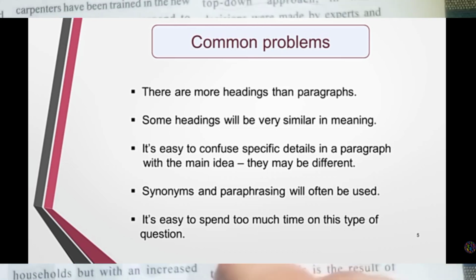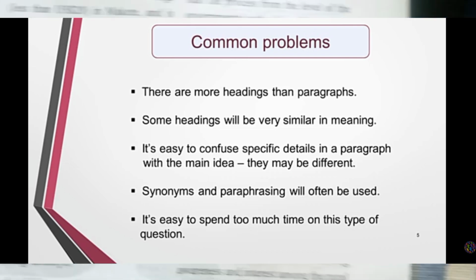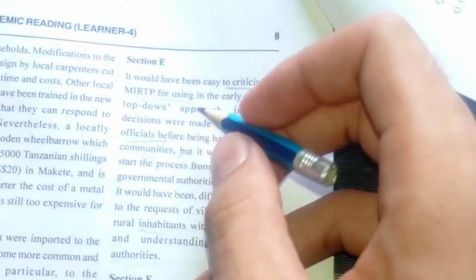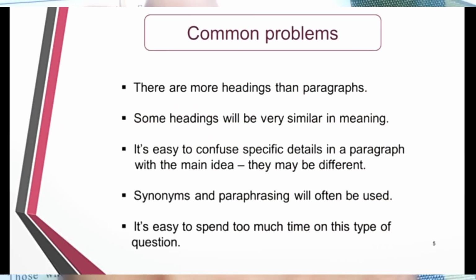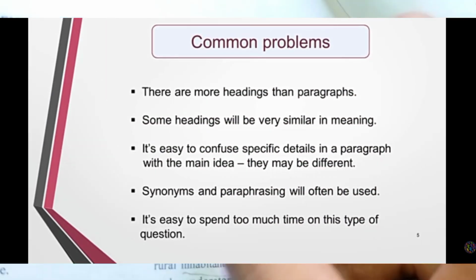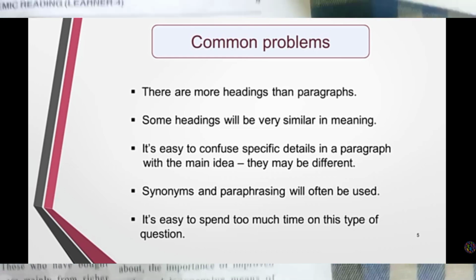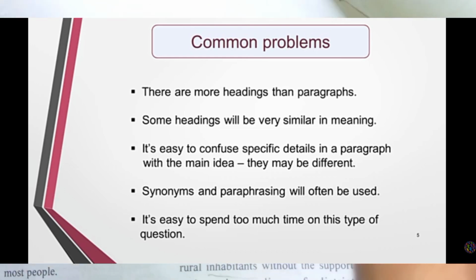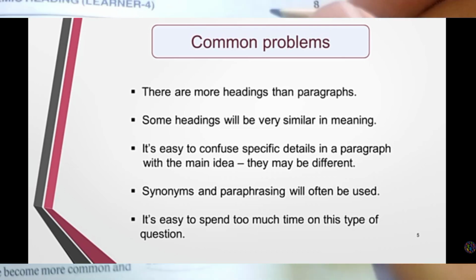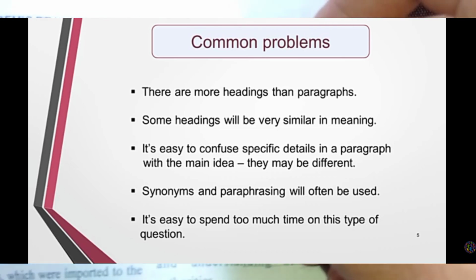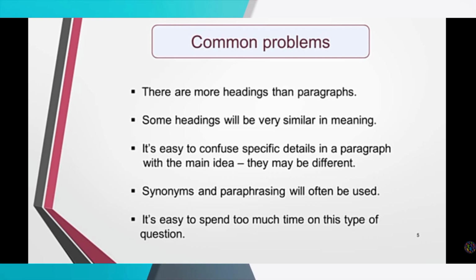And the structure of list of headings is very confusing. You easily get confused in list of headings. Synonyms and paraphrasing are also at a very high level, and because of list of headings you have to read the full passage only for one answer. This is the biggest problem, and it is the reason many students waste plenty of time reading one passage, one paragraph or one heading only.